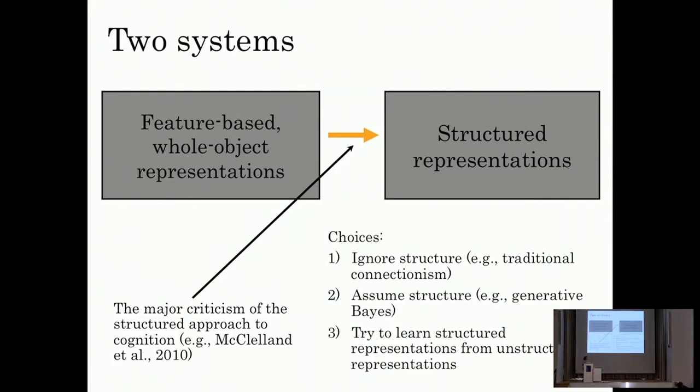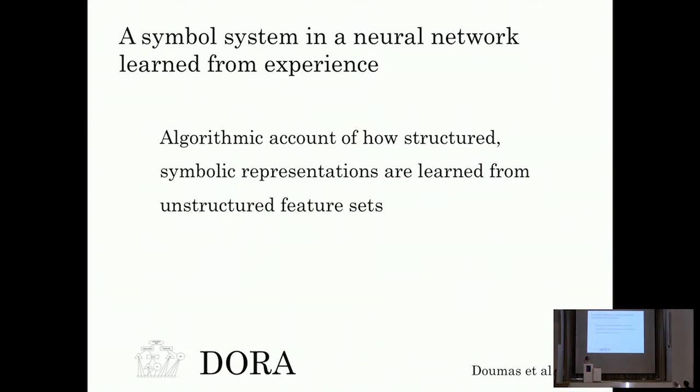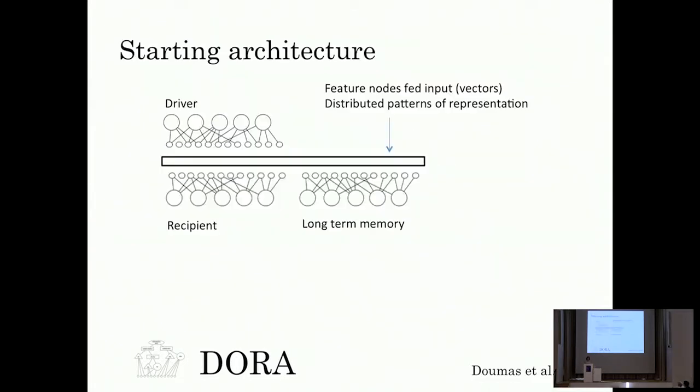And how it's typically been solved is to either ignore structure, so that's traditional connectionism, or assume the structure. The third option is what we're going to try to do, and Alex has done, and we're going to try to move forward: to learn structured representations from unstructured input. So this model is an algorithmic account of how structured symbolic representations can be learned, right, from stuff that's unstructured.